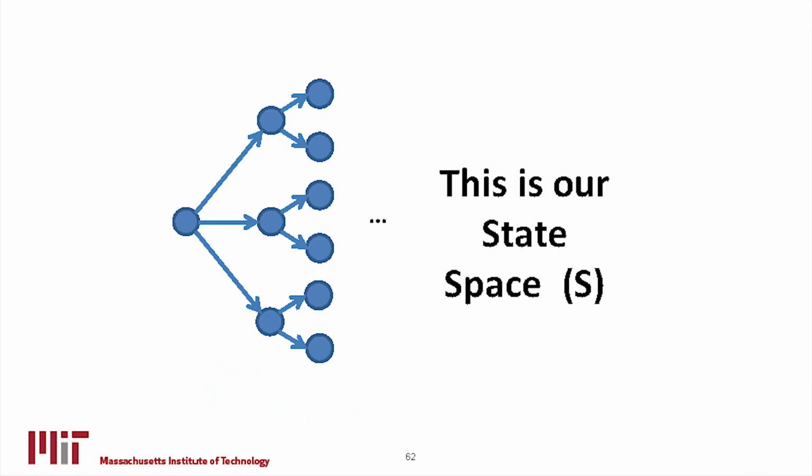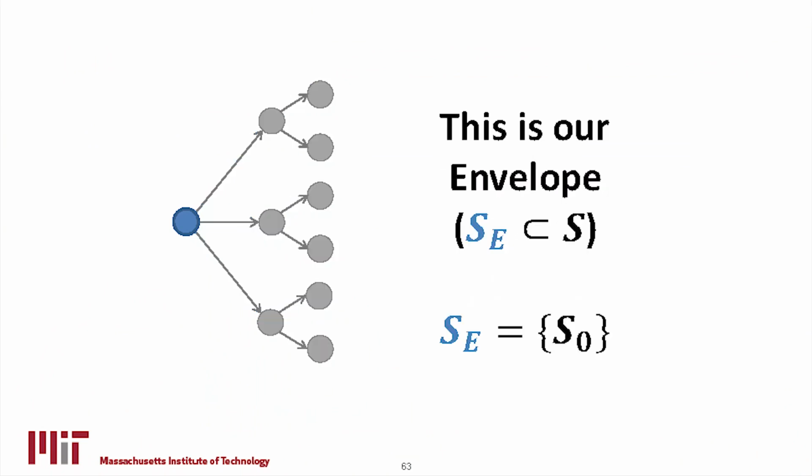Good. So we'll define some terms that we're going to use throughout this. We've already talked about our state space. This is just a small portion of it that we're going to work with as we walk through this example. Next, we're going to define something called the envelope, and that's the sub-portion of our state space that we're going to be looking at. We're going to initialize that to just S0, the state that we start in. But as we progress through the algorithm, it's going to grow, and it's going to grow only to the areas that we're interested in.